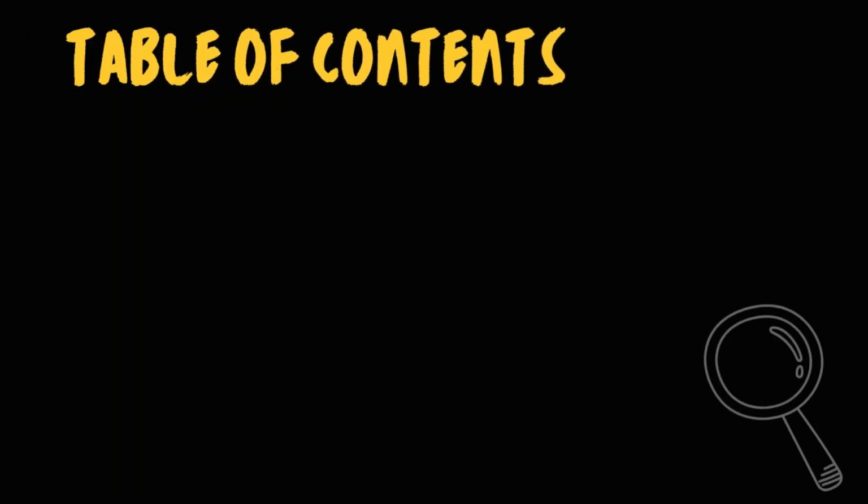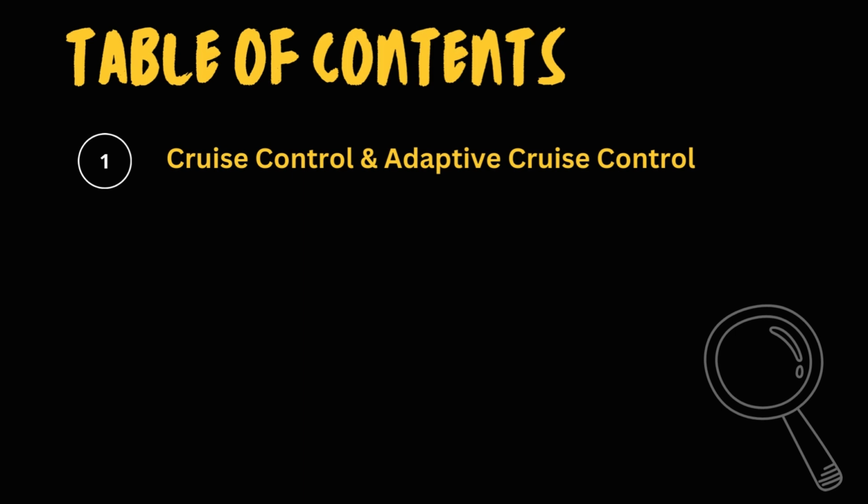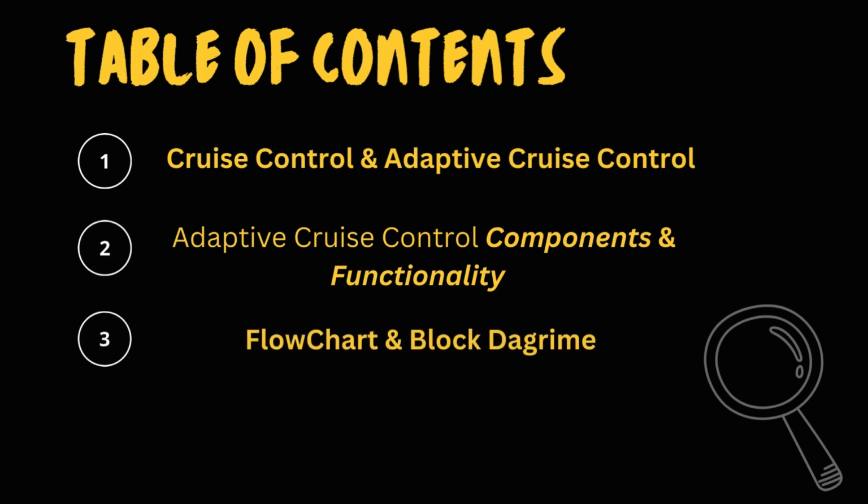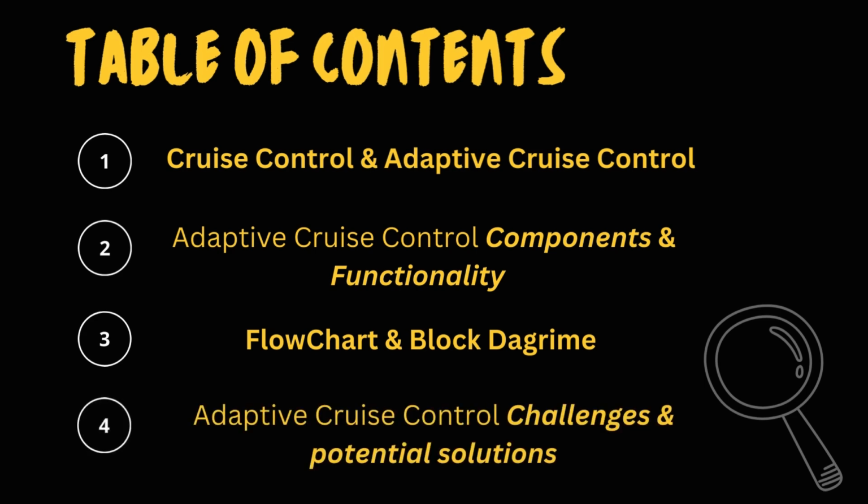Our presentation is structured to provide a comprehensive overview of adaptive cruise control. We will start by comparing traditional cruise control with adaptive cruise control. Next, we will break down the key components and their functionalities. We will then move on to the design aspect, including flowcharts and block diagrams, and conclude by discussing the challenges and potential solutions associated with ACC.